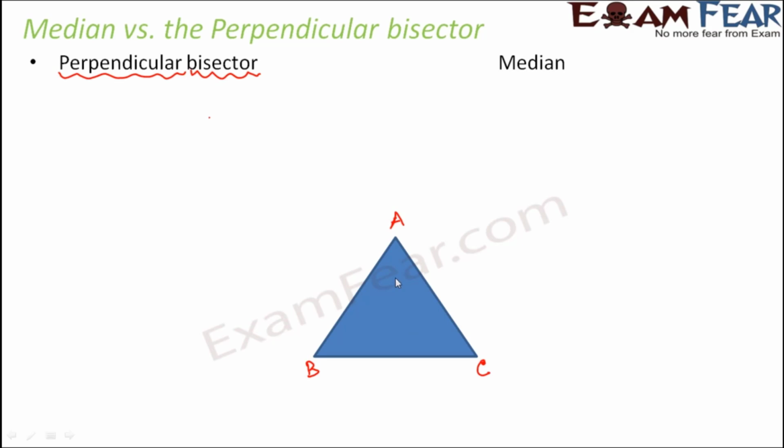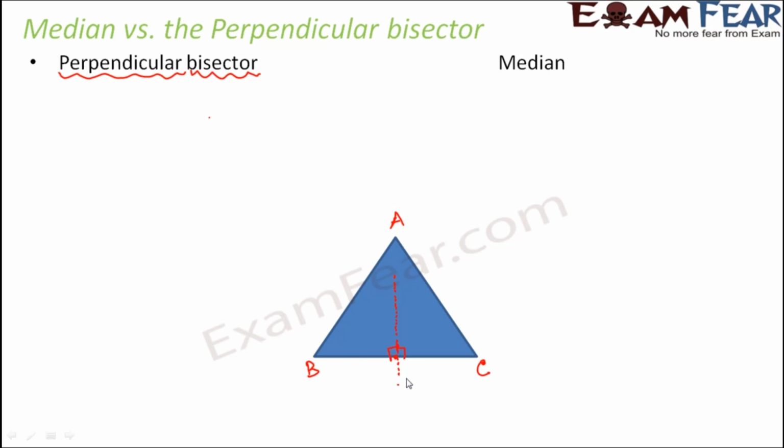It would be a line which divides BC, which bisects BC into two equal parts. So let's say this is the midpoint of BC, and also that line should be perpendicular to BC. So basically somewhat like this. So if we draw a line like this which is perpendicular to BC and which also divides BC into two equal halves, that is called a perpendicular bisector.